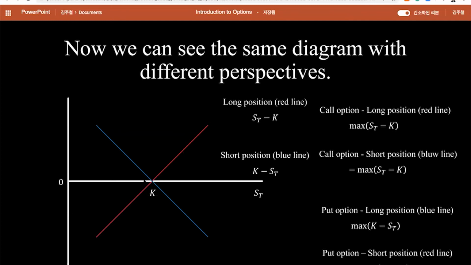It is a call option, and also this is the call option. This red part is the long position of the call option, and this blue part here is the short position of the call option. And the blue line on the left here is the put option, and this is the long position of the put option, and this is the short position of the put option. You got it? Okay, I'm waiting for your question.